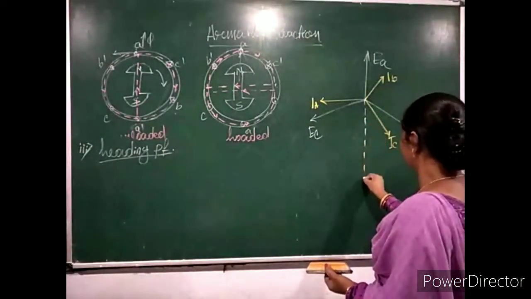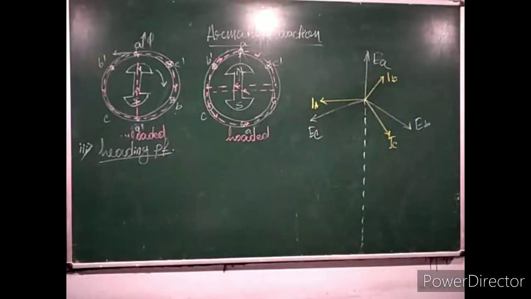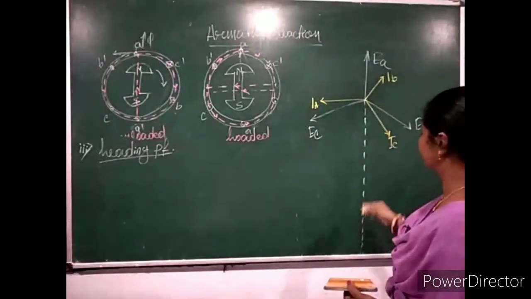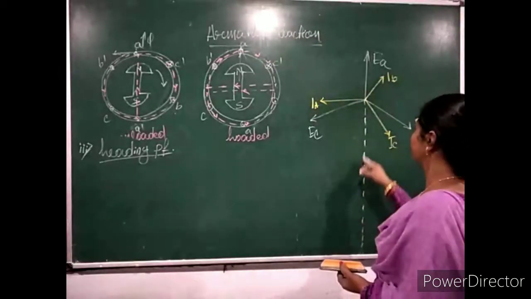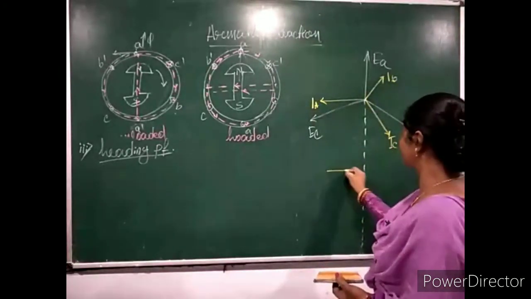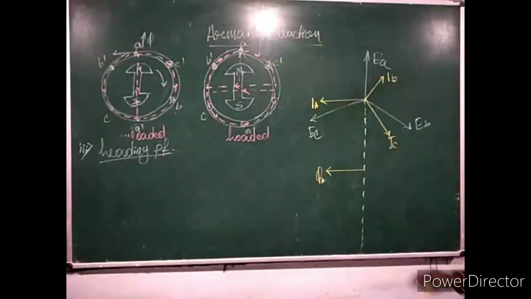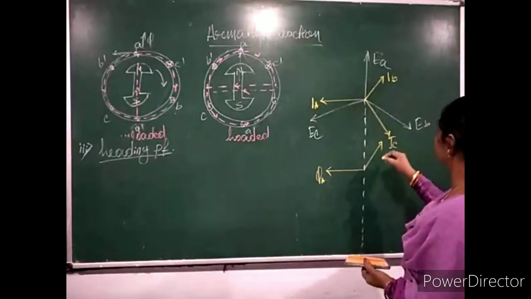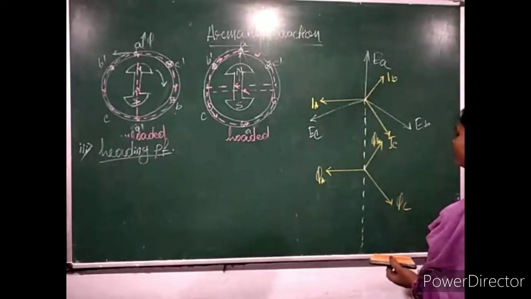And the respective fluxes lead the voltages by an angle of 90 degree. Here separately I will draw the phasor for fluxes. So the phasor for flux phi A is in this direction. Previously we have also drawn the same one, same thing here I repeat. This one is phi B, this one is phi C.